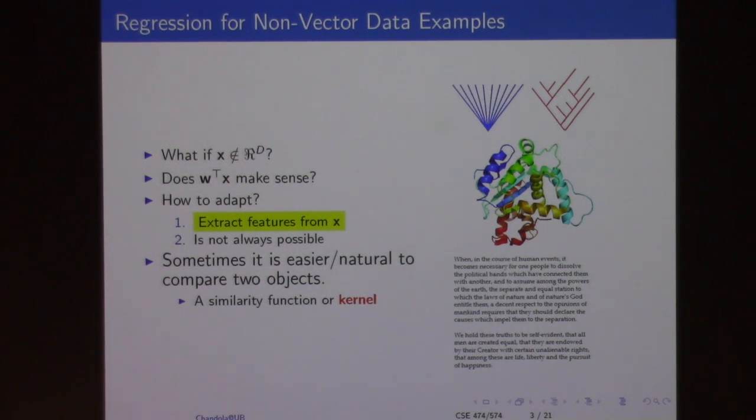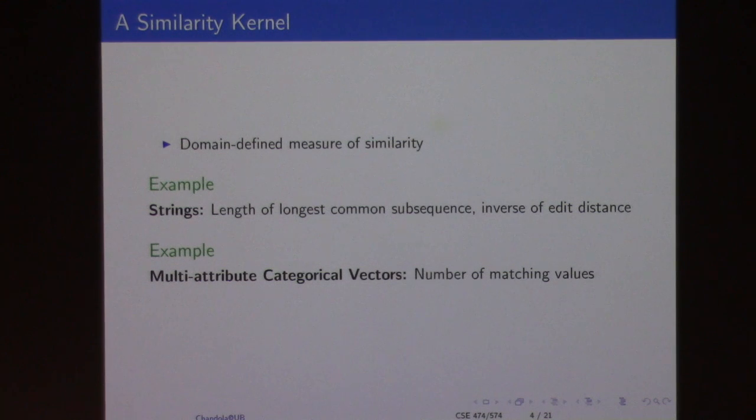So these are primitives that we might have from the domain that allow us to compute similarity. We cannot represent it in X, but we can compute similarity. So what can we do with that? That is the idea. The main point is that there's a similarity kernel, which is a domain-defined measure of similarity, something that the experts have given us, saying this is how you compare an apple to an orange, or how you compare two strings or two graphs or two pieces of text.